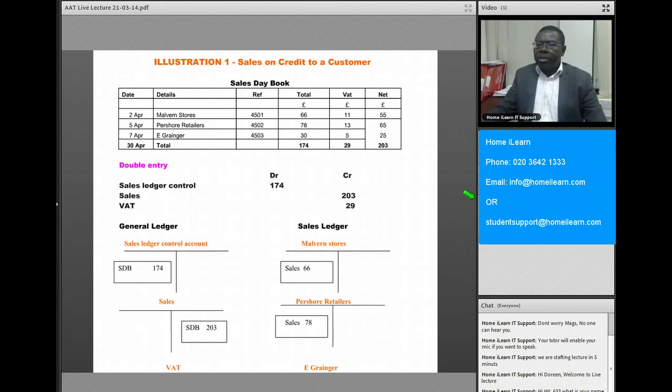Now, this is the sales day book. When we are posting this at the end of the period, what we need to do is post these three columns: total, VAT, and net. Each of these columns represents an account in the general ledger. So first of all, we post the totals to the general ledger, which is demonstrated here. We will debit the sales ledger control with the total. The sales ledger control is the same as the debtors account. It's a customer's account.